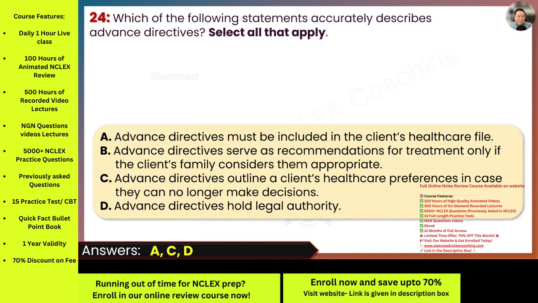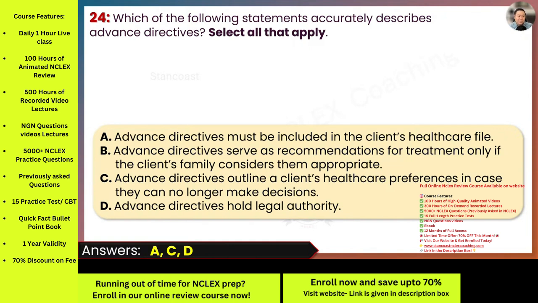Advance directives outline a client's healthcare preferences in case they can no longer make decisions. Yes, the advance directives are written while the person is still mentally capable, so they can express what treatments they want or don't want in the future. The advance directives can only take effect when the client is unable to communicate or make medical decisions, such as when they go into a coma or have severe dementia.